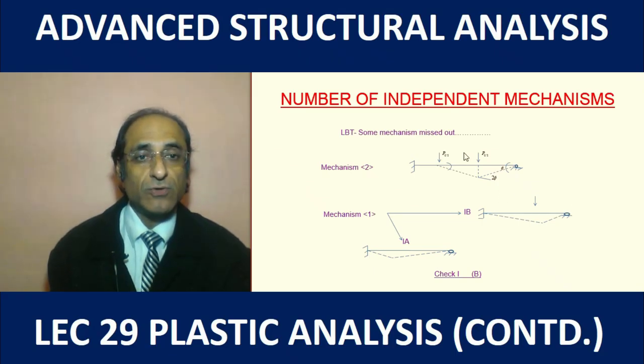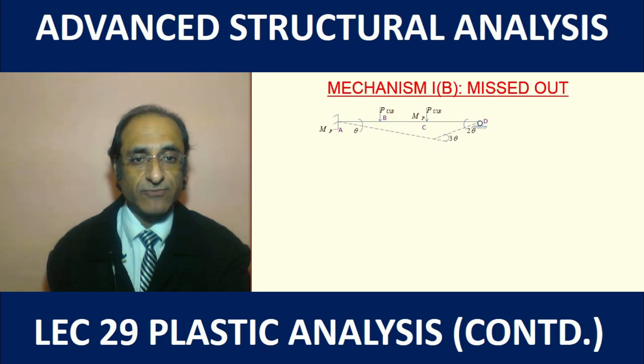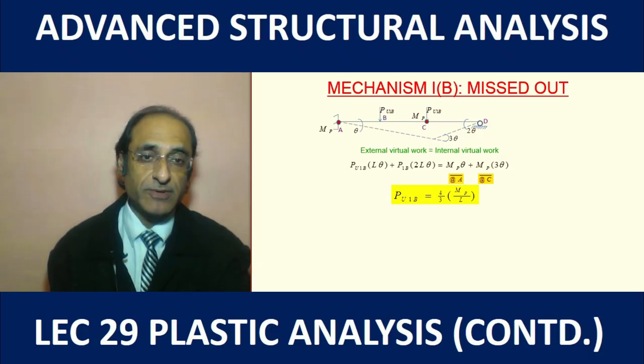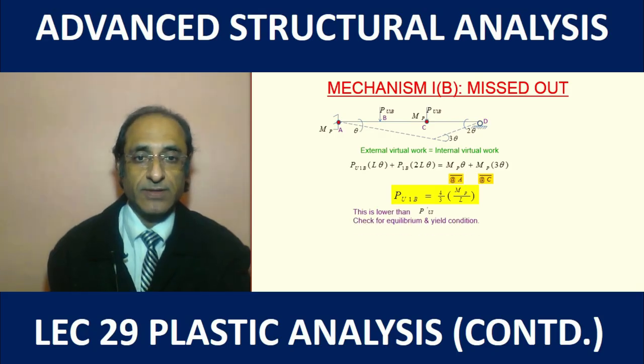So we have ruled out mechanism 2, we have ruled out mechanism 1A. So let's make a check for 1B. This is the mechanism, and we have the hinges at A and C, and if we use the virtual work method, we find the value of the ultimate failure load as 4/3 MP/L. This is good news because this is lower than what we had found from the other mechanism, right? So it's lower than PU1. Let's now check for the equilibrium and the yield condition.